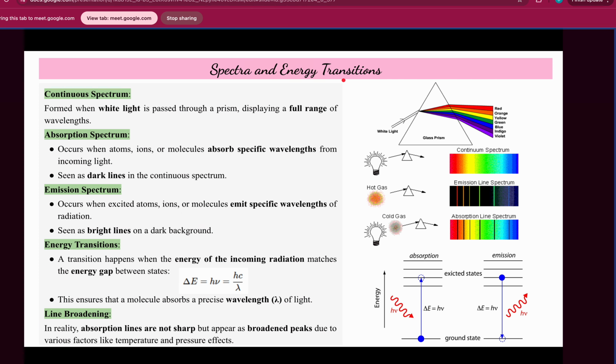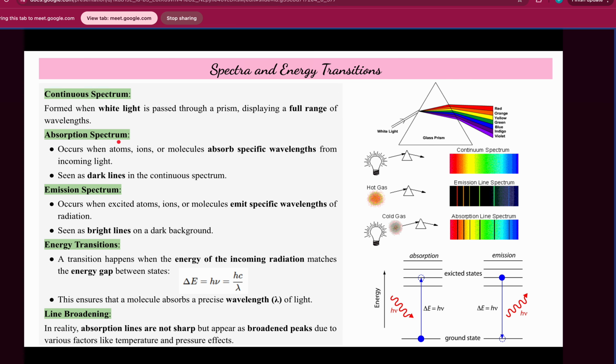Now we'll talk about spectra and energy transitions. As we have seen, whenever white light passes through a prism, it breaks down into different colors, forming a continuous spectrum. A continuous spectrum is formed when white light is passed through a prism, displaying the full range of wavelengths, which means nothing is absorbed and everything is passed as it is. That's why it is known as a continuous spectrum.